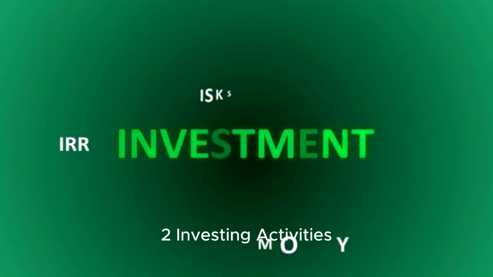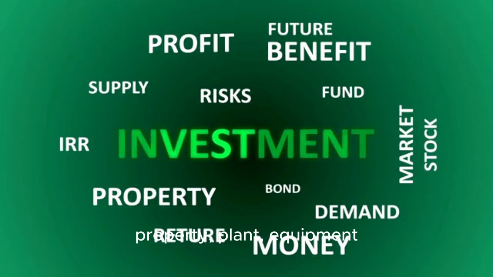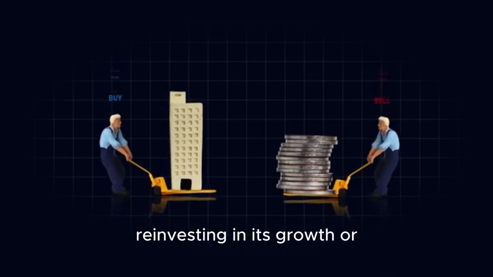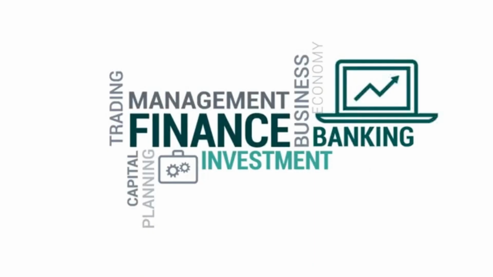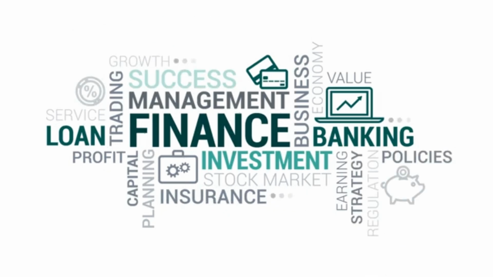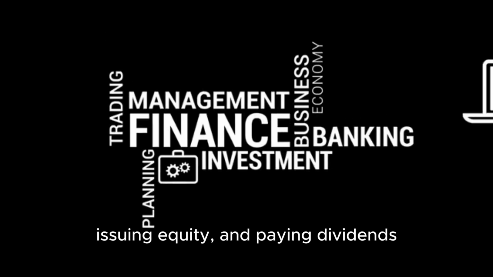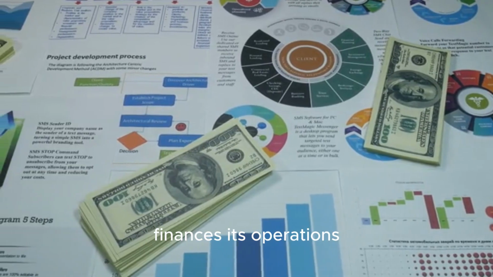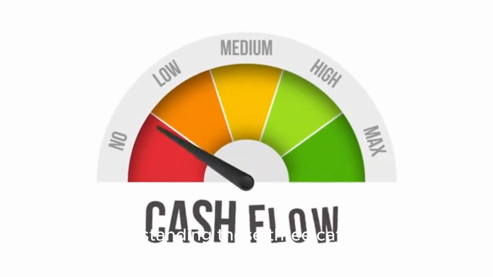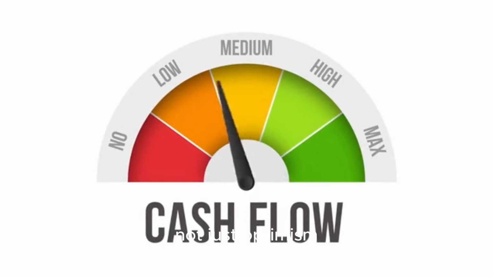2. Investing activities. Cash flows from the acquisition and disposal of long-term assets such as property, plant, equipment, and investments. This reflects how much the business is reinvesting in its growth or divesting assets. 3. Financing activities. Cash flows related to transactions with the company's owners and creditors, including issuing or repaying debt, issuing equity, and paying dividends. This indicates how the business finances its operations and growth outside of its core activities. Understanding these 3 categories is the first step to building a cash flow forecast that reflects reality, not just optimism.